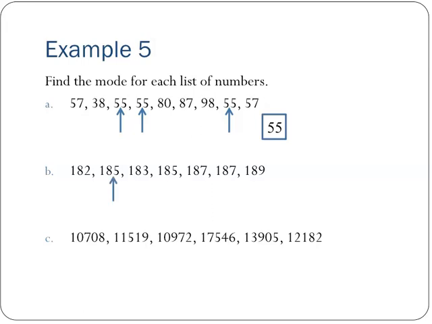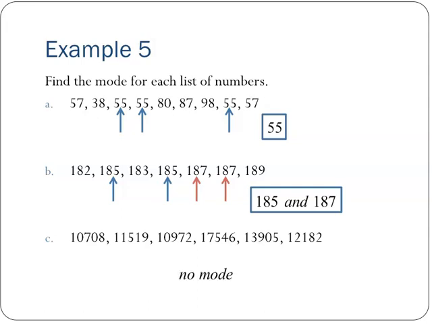If you look at the next one, we have 185 and 185, but we also have 187 and 187. So in this case, there are 2 modes, 185 and 187. In the last one, it looks like we don't have any numbers that repeat. So in this case, we would say there is no mode. Now note the difference between B and C. In B, we want to say both 185 and 187 are the mode because they both appear more often than the rest of the data points. In the last one, we want to say there's no mode because there are no data points that appear more frequently than any other data point.